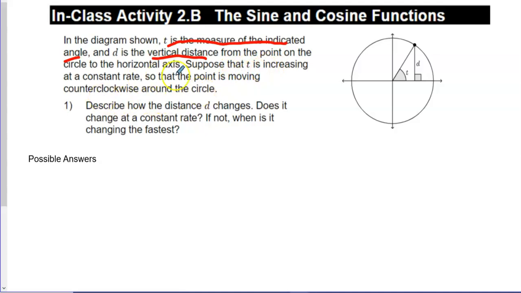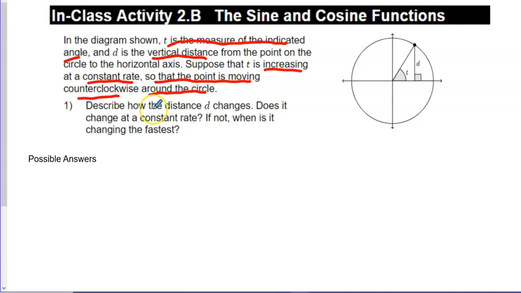Suppose that t is increasing at a constant rate, so that the point is moving counterclockwise around the circle. Describe how the distance d changes. Does it change at a constant rate? If not, when is it changing the fastest?